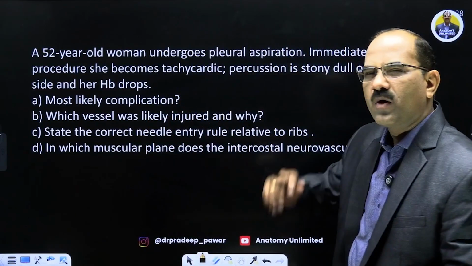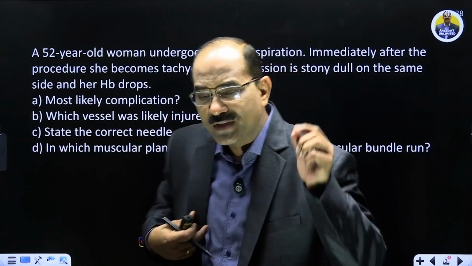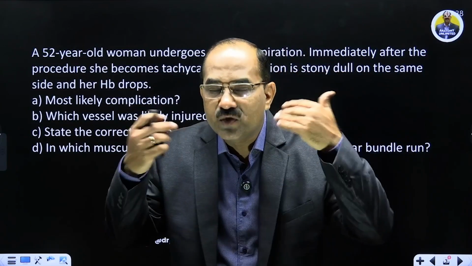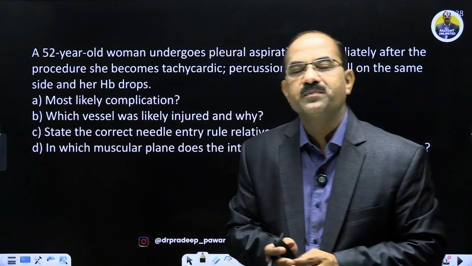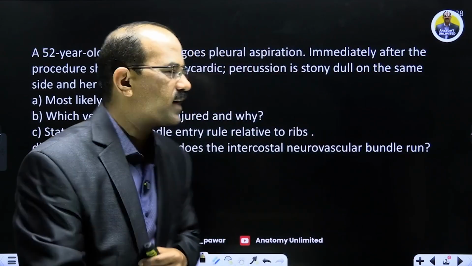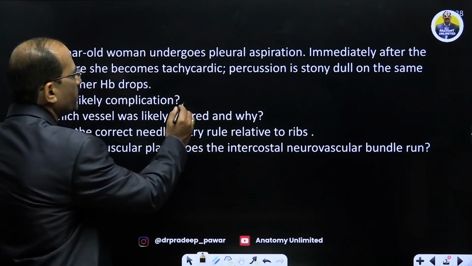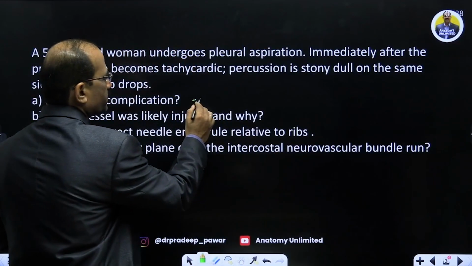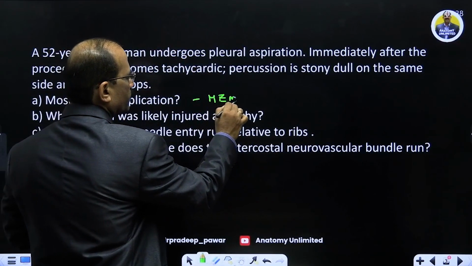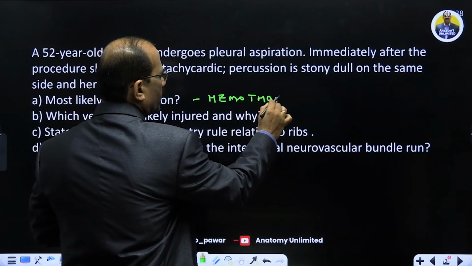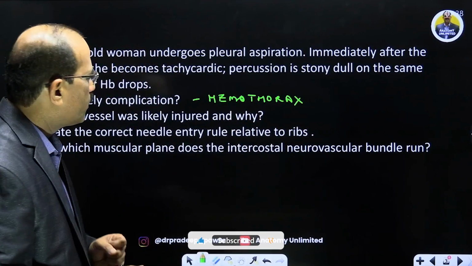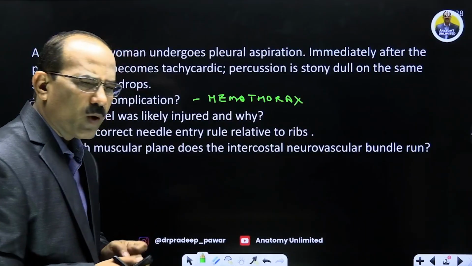So what is this complication? We are trying to drain the aspiration. The blood vessel is pierced, the blood vessel starts to bleed, and the blood collects in the pleural cavity, in the thorax. This is what we call as hemothorax. Fine. Which vessel is likely to be injured and why?